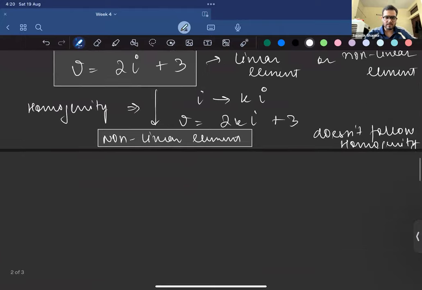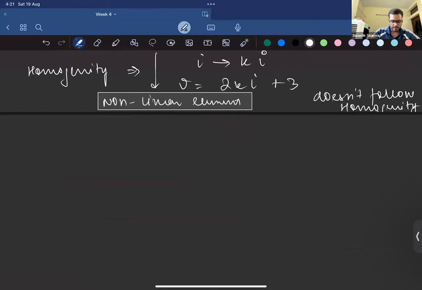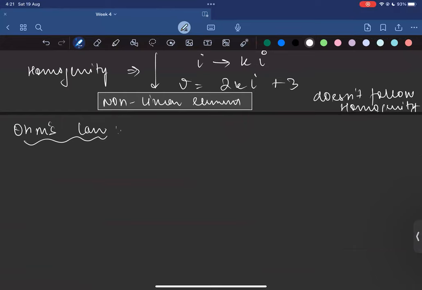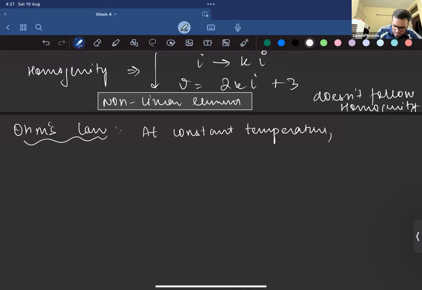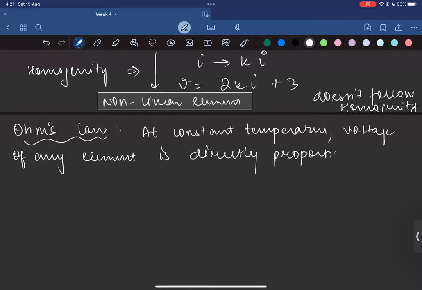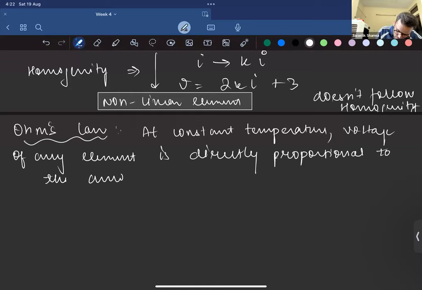Okay, you're correct. But first, let me answer Renesa's question. She asked, VI characteristics, explain this. Okay. So let's first discuss what Ohm's law is. Renesa, can you please tell me what Ohm's law is? So we first state the condition: at constant temperature, the voltage difference of any element is directly proportional to the amount of current flowing through it, right?